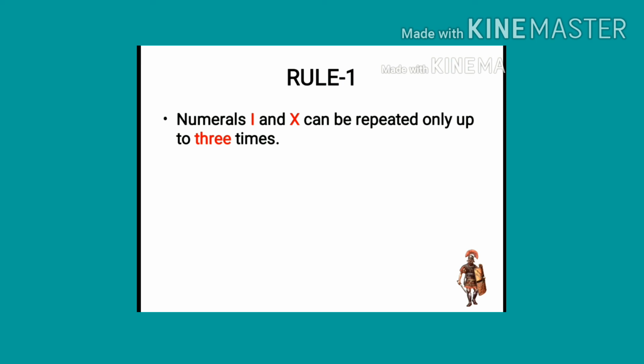Rule 1. Numerals I and X can be repeated only up to 3 times. You cannot repeat the numerals more than that. For example, we have I I I, which is equal to 1 plus 1 plus 1 is equal to 3. We cannot write I 4 times to write the number as 4. That will be wrong. Now, let us see the next one. X X, which is equal to 10 plus 10, which is equal to 20.